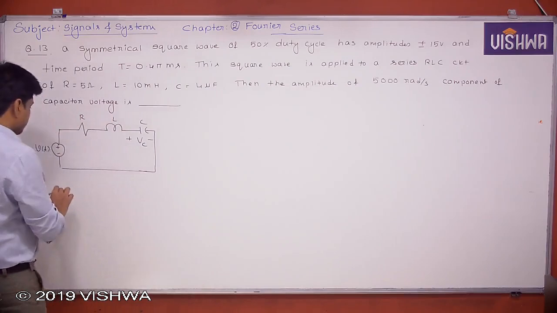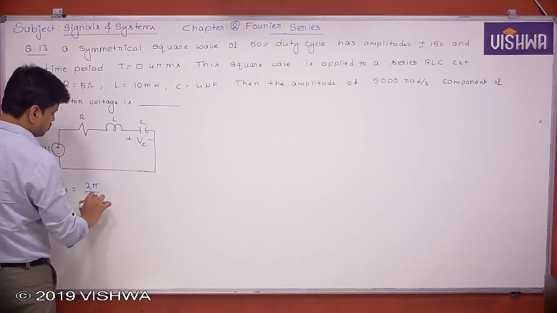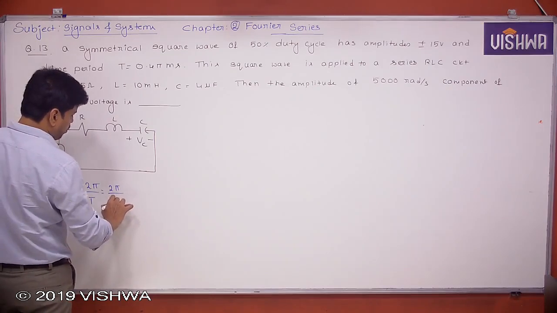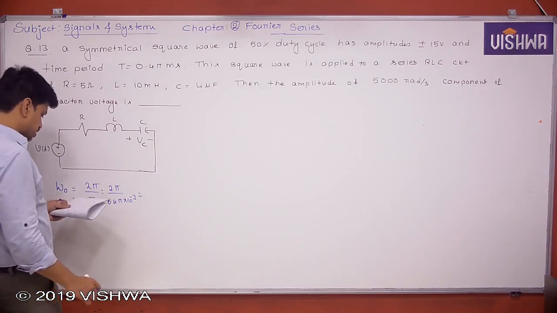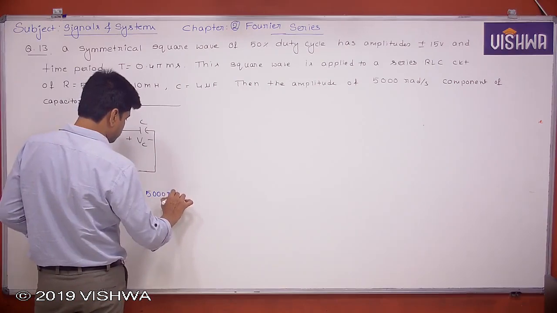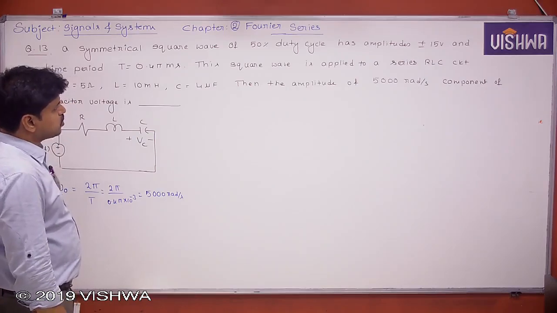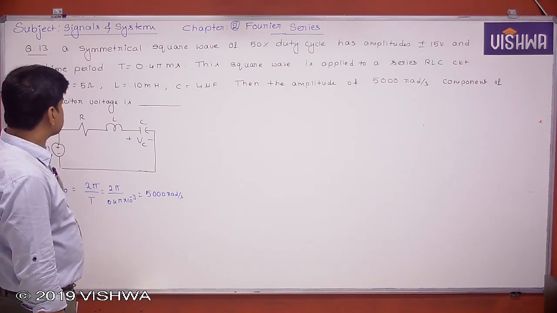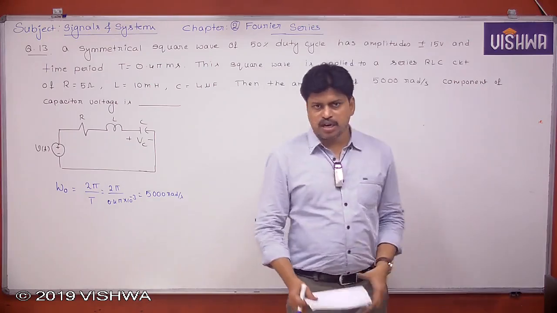From this, can you write what is the omega naught value? That is 2 pi by T, so 2 pi by 0.4 pi into 10 power minus 3. Finally this is going to be 5000 radians per second. So this square wave is applied to a series RLC circuit, and they are asking the amplitude of the 5000 radians per second component of capacitor voltage. That means they are simply asking the fundamental component of capacitor voltage.